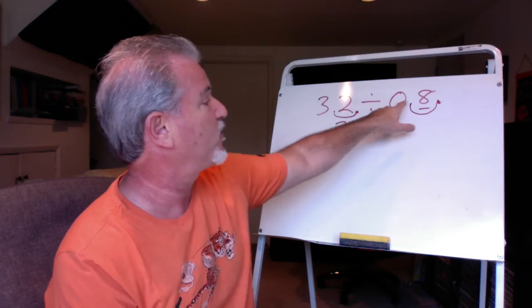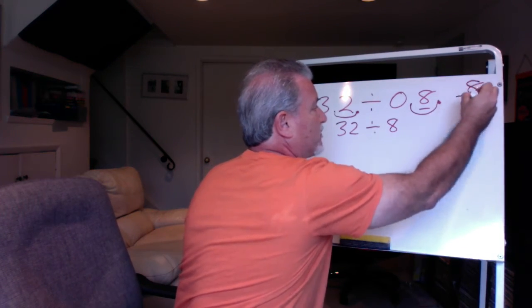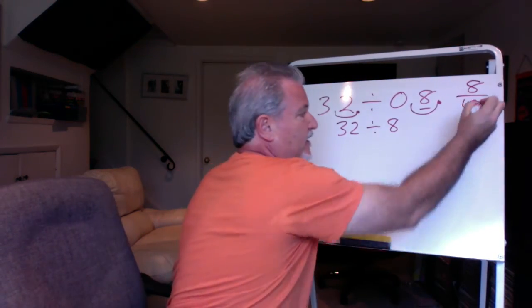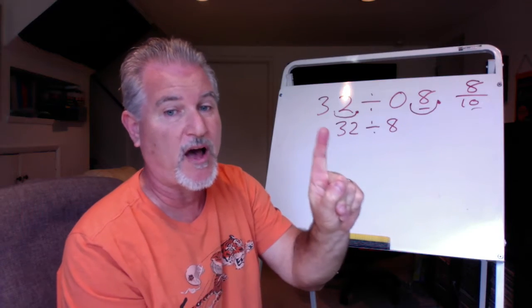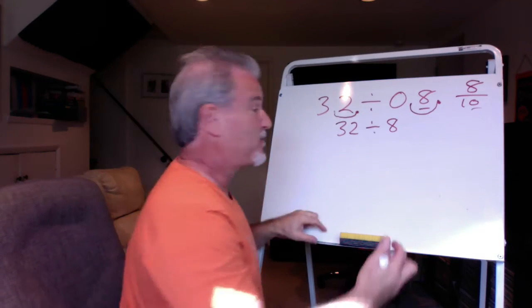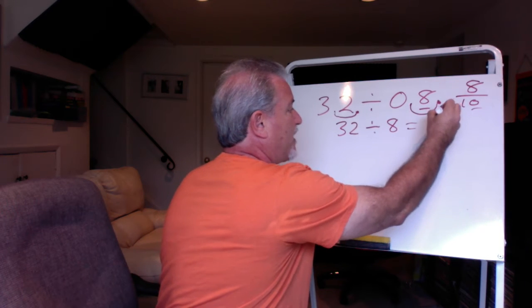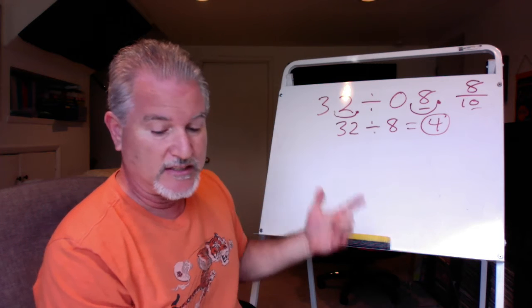And because we're dealing with 8/10, right? This is 8/10, and 10 only has 1 zero, I'm moving both sides 1 spot to the right. That gives me 32 divided by 8, and that's my answer. 32 divided by 8 is 4. Okay?